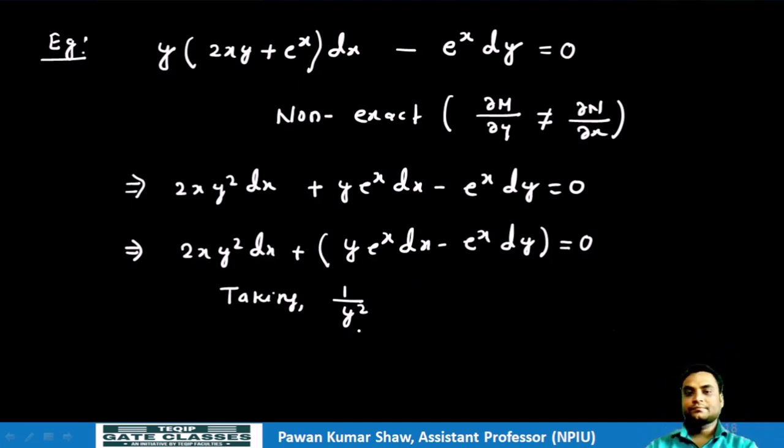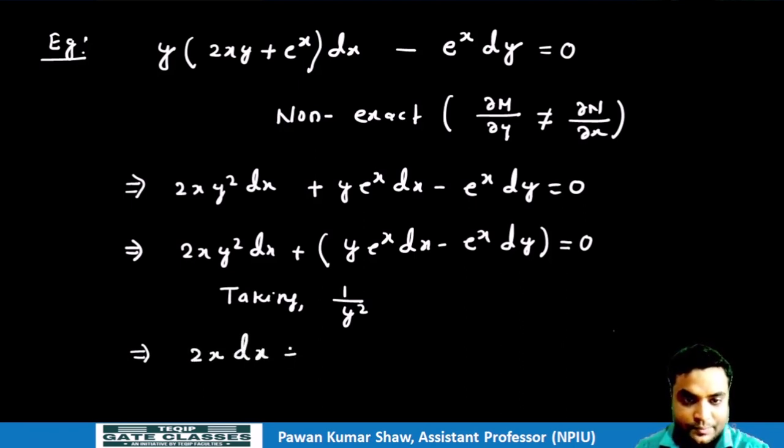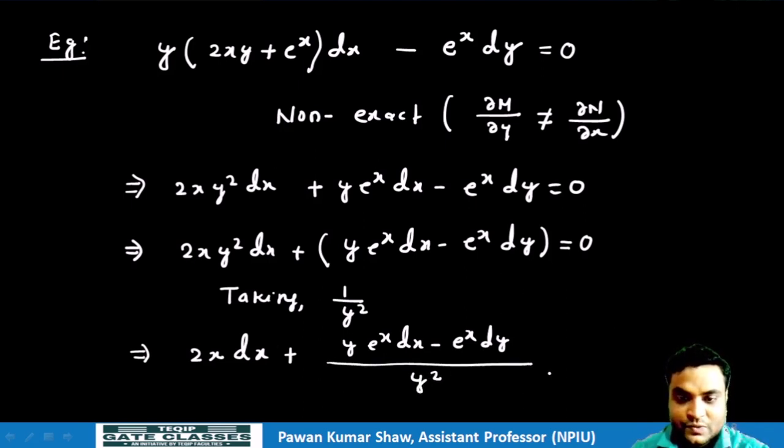Why am I taking this? If you divide the whole expression by y², in that case this term, y e^x dx minus e^x dy, we can write into a single differential form. So suppose we are dividing the whole expression by y², or taking the multiplier 1 by y². So we can write 2x dx plus (y e^x dx minus e^x dy) divided by y² equal to 0.